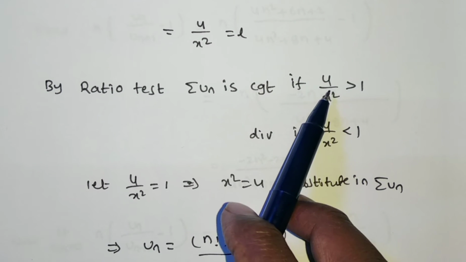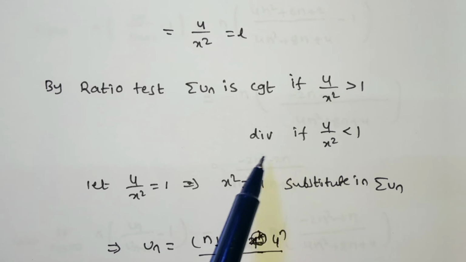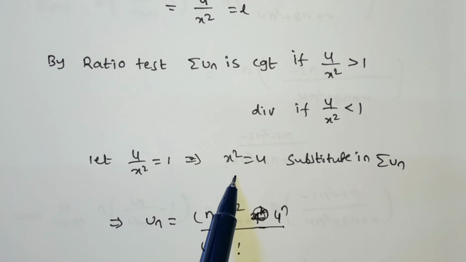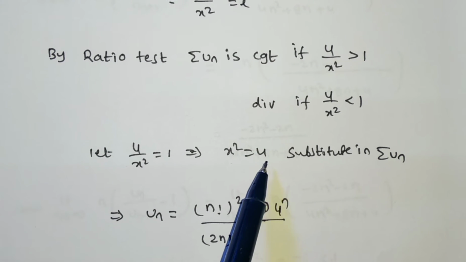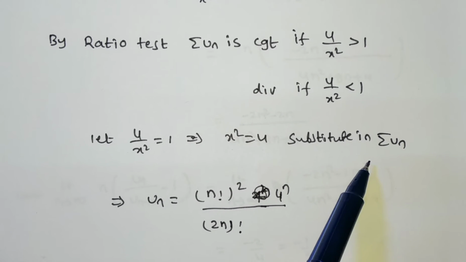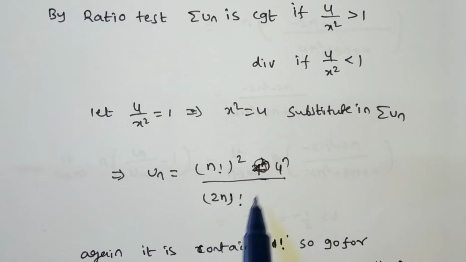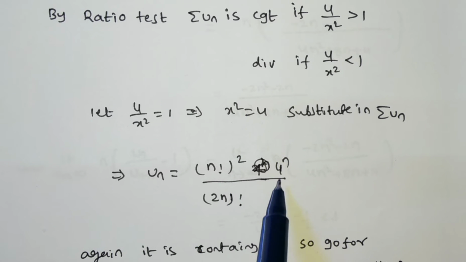If 4 by x square is greater than 1, you can say the series is convergent. If 4 by x square is less than 1, the series is divergent. Let 4 by x square be equal to 1. That implies x square will become 4. Now we have to substitute this x square value in the given series. So we have n factorial whole square by 2n factorial into x to the power of 2n. X square is 4, so you have 4 to the power of n.